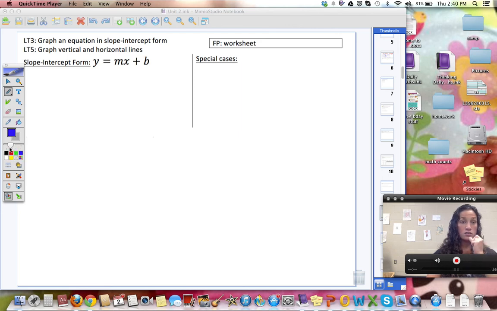Okay, so this is Unit 2. This is Learning Target 3, but it also has Learning Target 5. You have to be able to do it twice. So it's 3 and 5, and the next one would be 4 and 5 together.